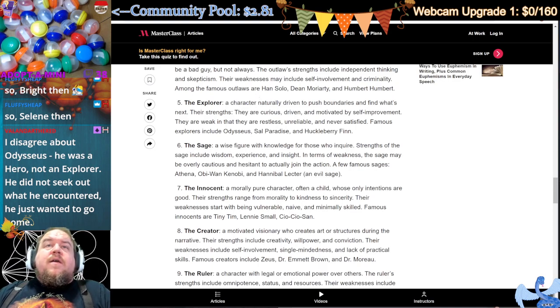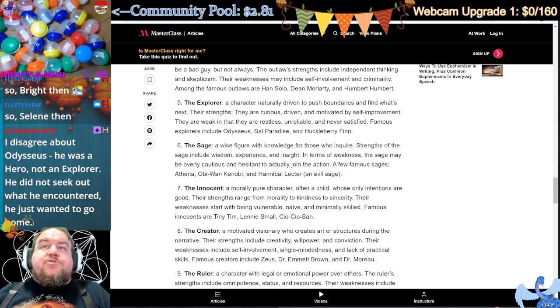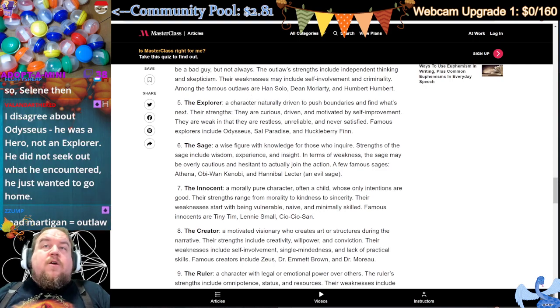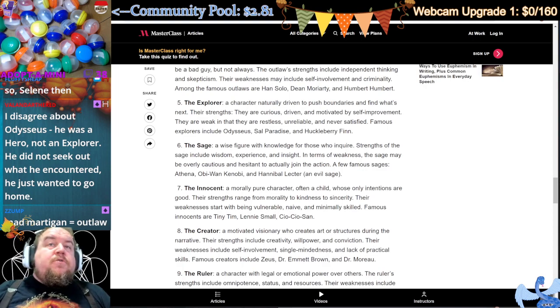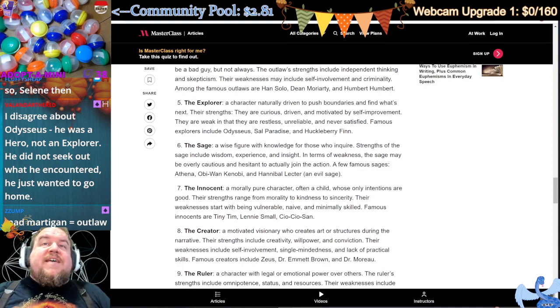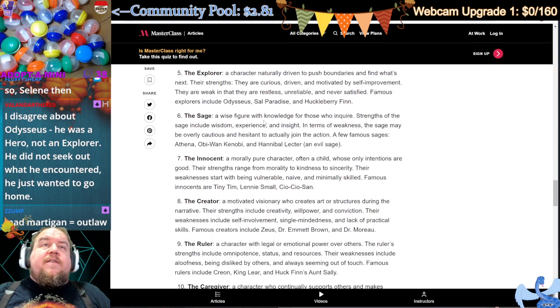The Explorer, a character naturally driven to push boundaries and find what's next. Their strengths: they are curious, driven, and motivated by self-improvement. They are weak in that they are restless, unreliable, and never satisfied. Famous explorers include Odysseus, Sal Paradise, and Huckleberry Finn.